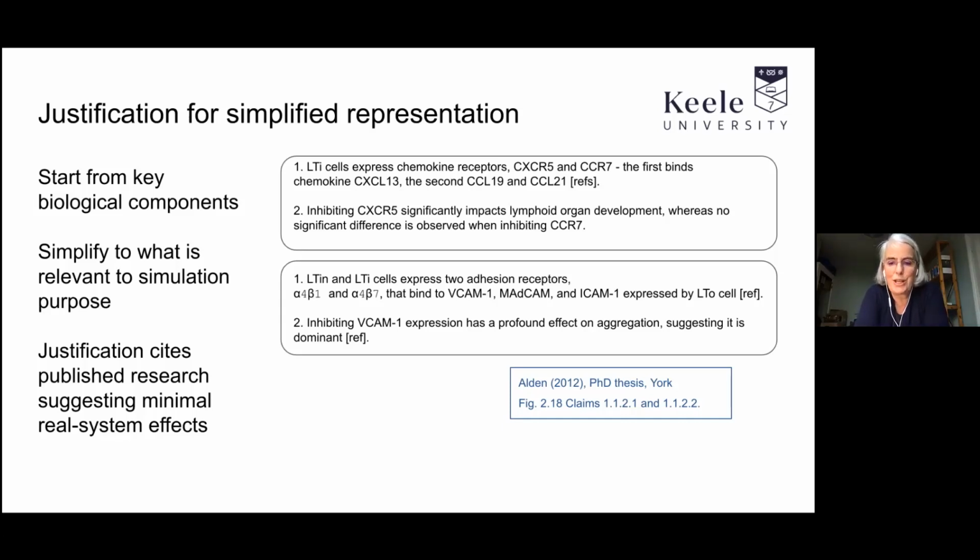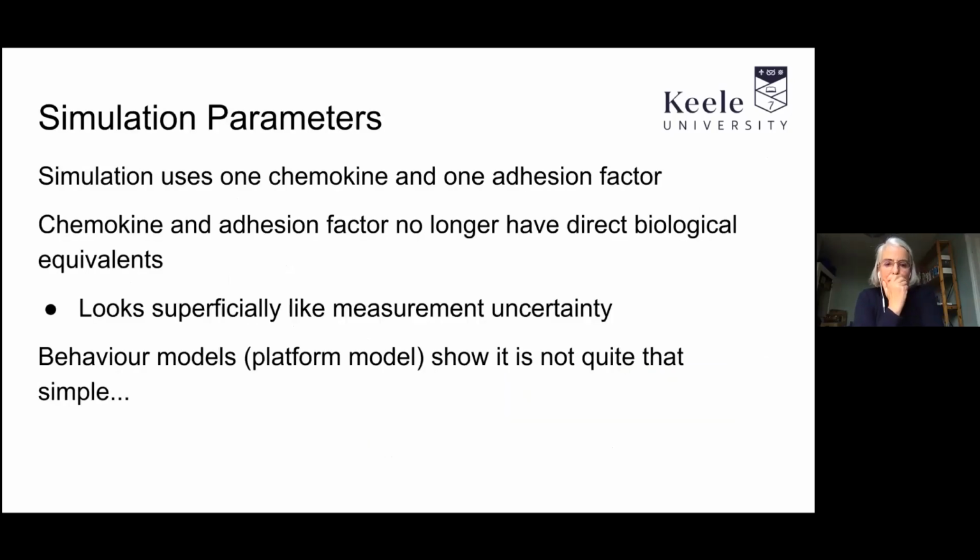When I was going through this, I was thinking, well, actually, there's not much room for uncertainty here. They've collapsed 5 chemokines down to a chemokine parameter, and they've collapsed all this adhesion stuff, with the alphas and the betas and the VCAMs and the MADCAMs and the ICAMs, down to an adhesion factor. So we got a well-justified simplification. Has this introduced simulation uncertainty? Well, arguably it hasn't, because they've done this really careful background research. And at that point, I was feeling quite good about things.